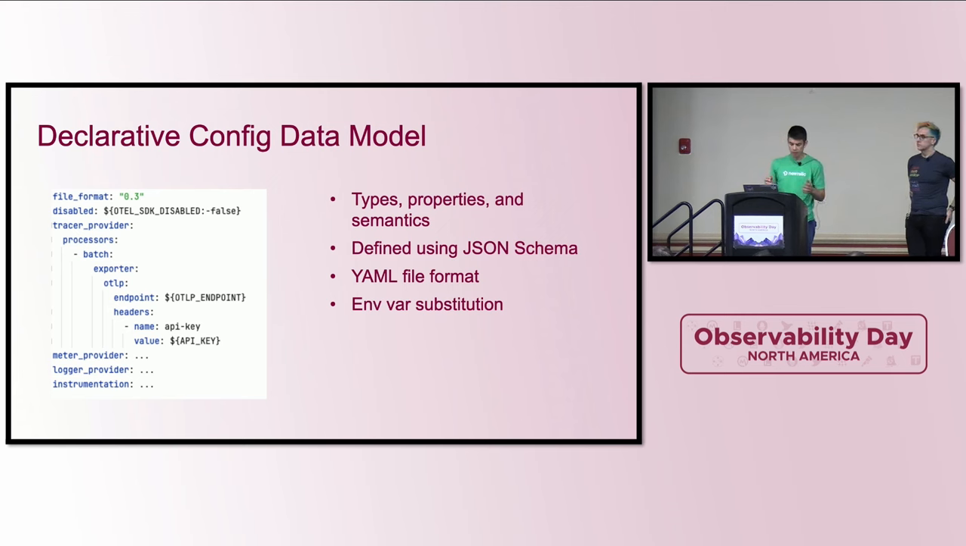Going back to our reference workflow, I want to export batches of spans to some OTLP endpoint and include an API key header. On the left, we can see how I can express this in YAML according to the data model.